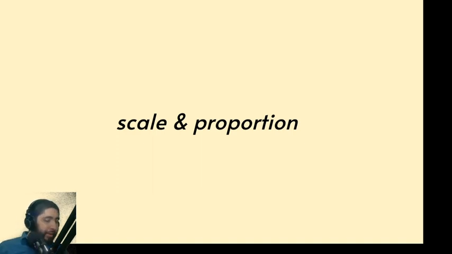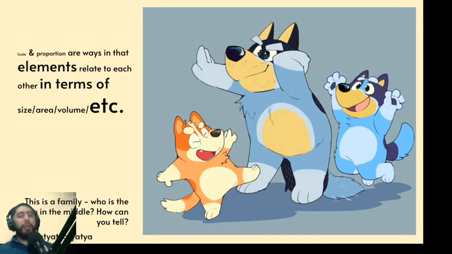All right. Six minutes. Scale and proportion. So scale and proportion is how things relate to each other as far as size goes, or sometimes metaphorical weight. So in this example, these are all roughly the same size, relative to like the Empire State Building. But if this is a family, I know this is Bluey. I know this is Bandit. I forgot her name. But they're from an Australian kids show called Bluey, I think.